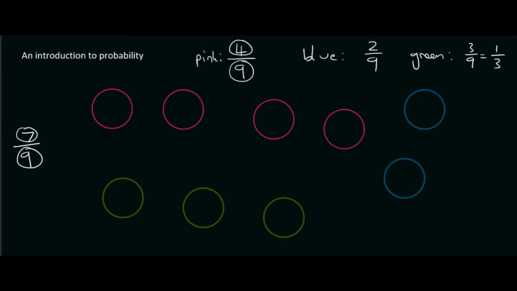What are the chances that you could get a green or a blue? Well, that's 5 out of the 9. What is the chances that you could get an orange? Well, that's 0 out of 9, because there aren't any.